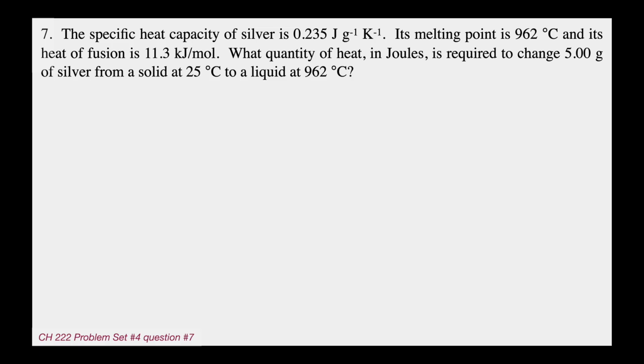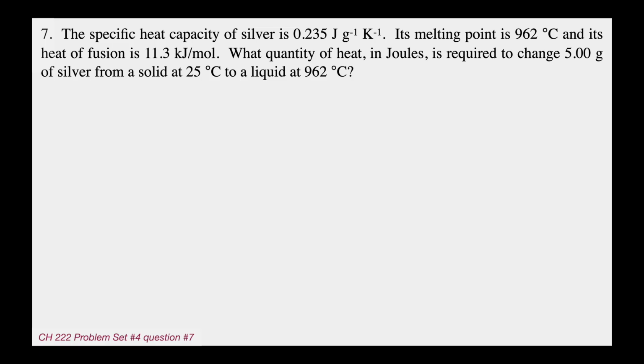Okay, I want you to visualize what's happening here first. You're starting with 5 grams of silver, which is a solid, at about room temperature, 25 degrees Celsius. And we're going to do 2 things to it in this problem. First, we're going to heat the solid silver from 25 degrees Celsius to 962 Celsius. That's going to be a Q equals MC delta T.